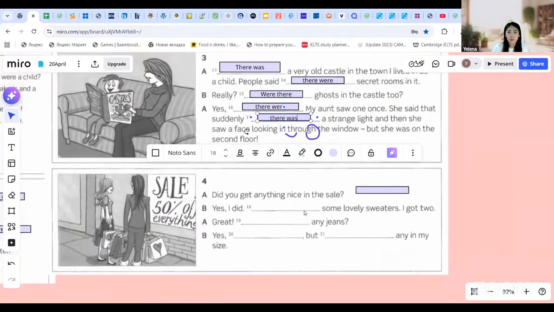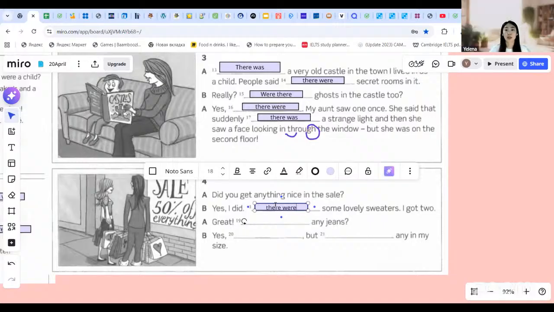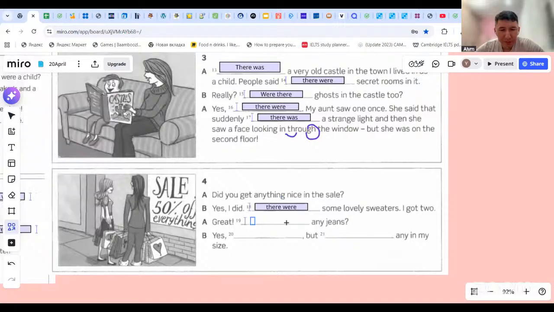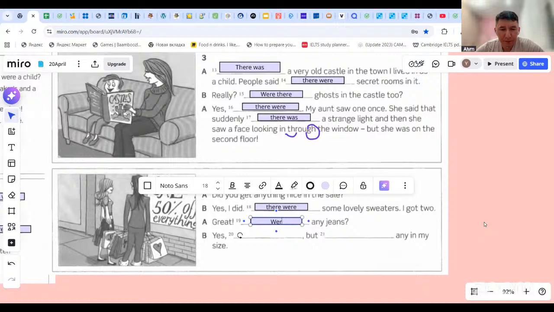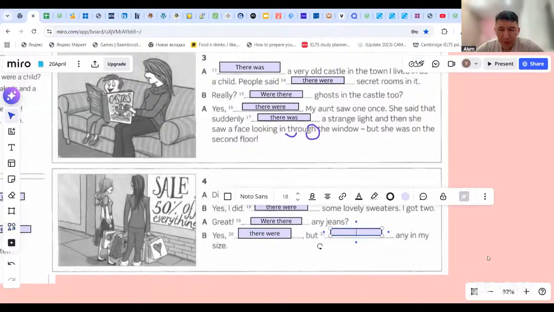And four, finally. Did you get anything nice in the sale? Yes, I did. There were some lovely sweaters. I got two. Great. Were there any jeans? Yes, there were, but were there any in my size?